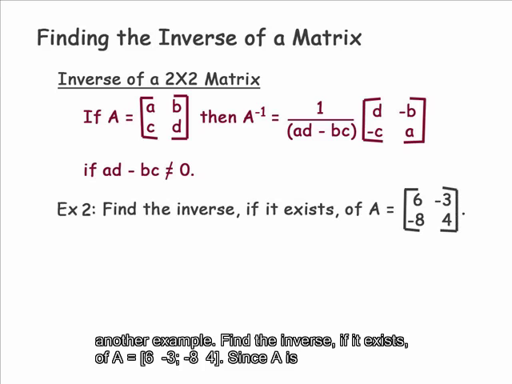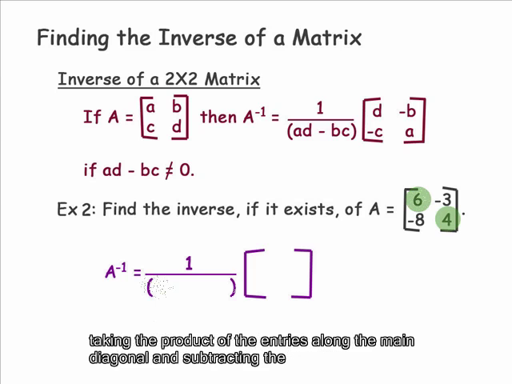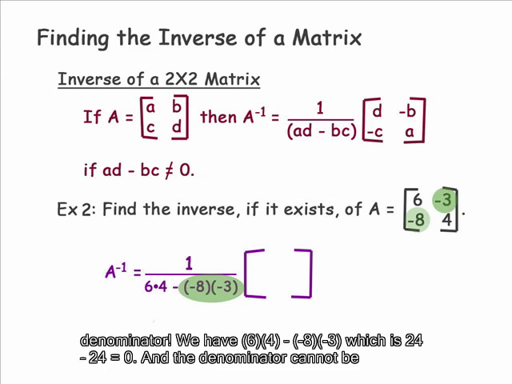Find the inverse, if it exists, of A equals row 1, 6, negative 3, row 2, negative 8, 4. Since A is another 2 by 2 matrix, we just set up the formula. And we calculate the denominator by taking the product of the entries along the main diagonal and subtracting the product of the entries along the minor diagonal. Oh, but wait! Look at that denominator.